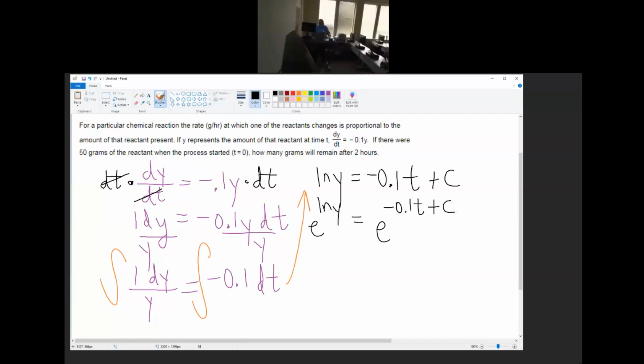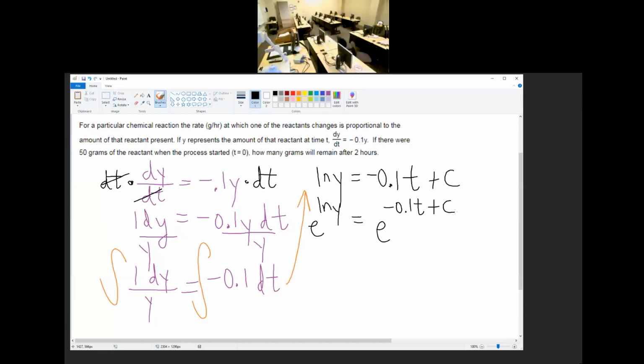There is a property you guys know from algebra and or pre-cal where if you have e raised to the natural log of anything, then your answer is just anything. So on the left side, e to the natural log of y is just y.